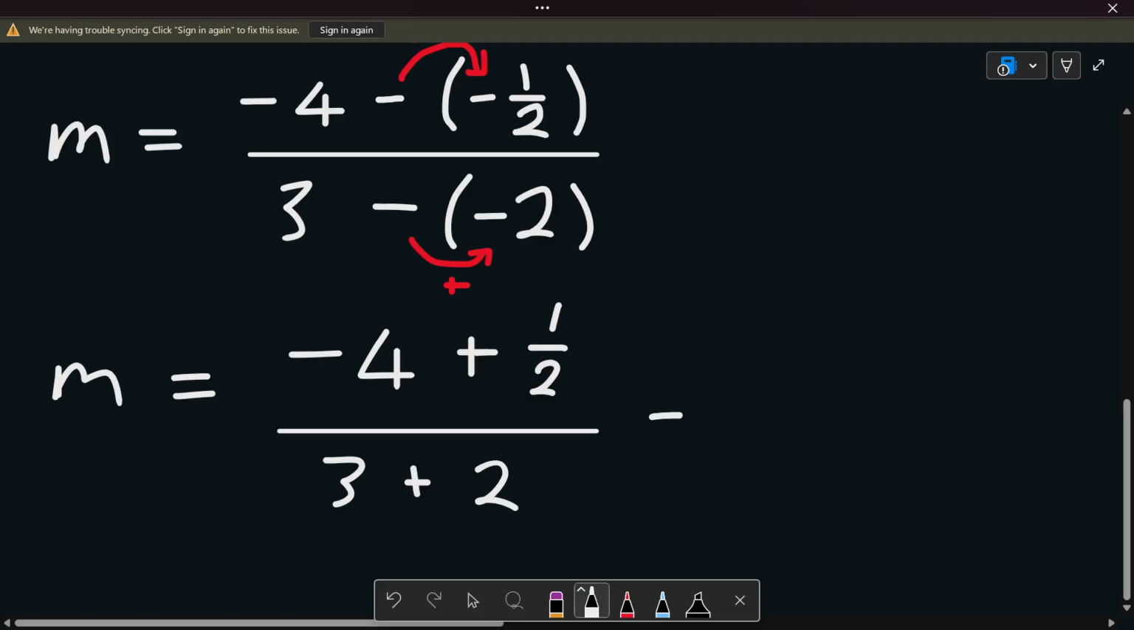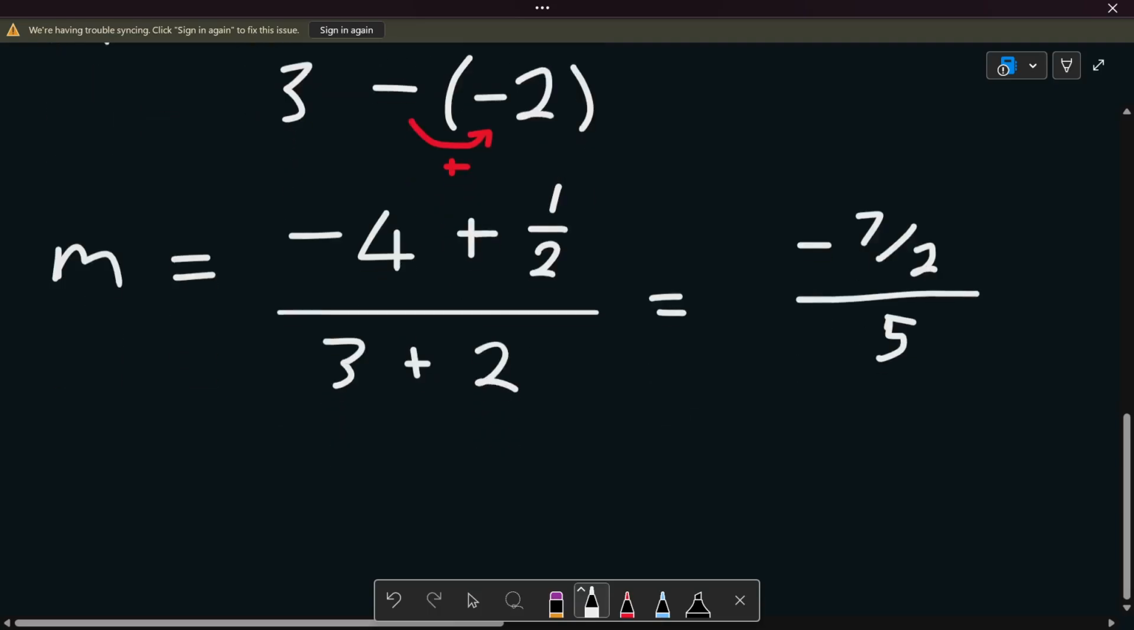Now, we simplify further. -4 plus 1/2 is just going to be equal to -3,5. But what I want to do is write this as a fraction in this case. And I'll show you why we want to write it as a fraction. So this is actually just going to be -7/2. So we're going to have -7/2, all over 3 plus 2, which is just equal to 5.